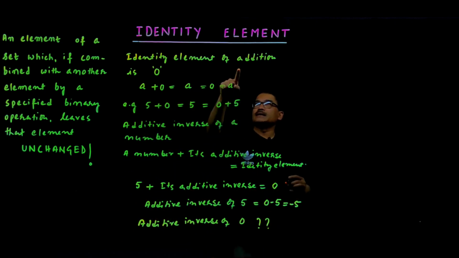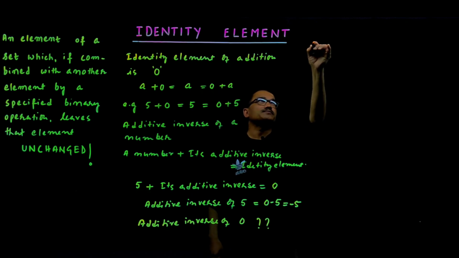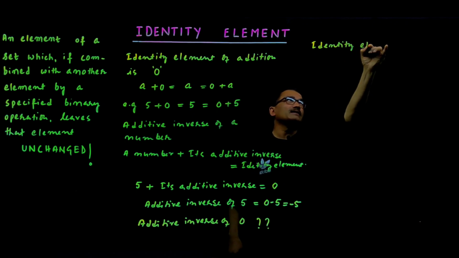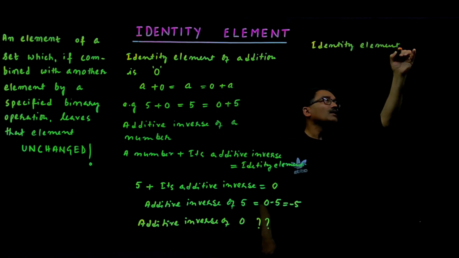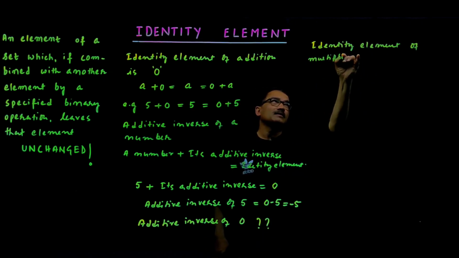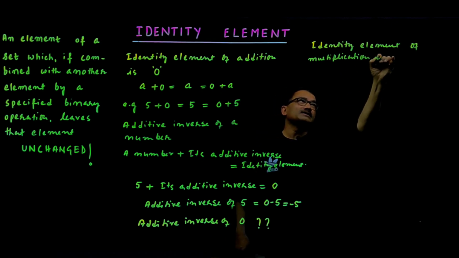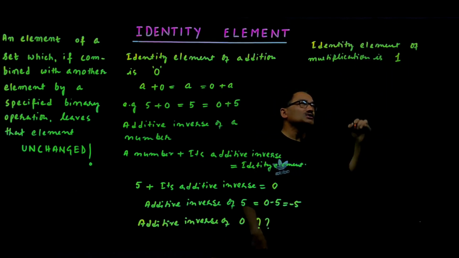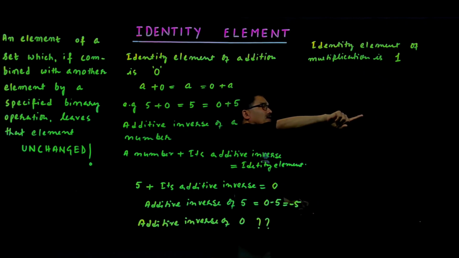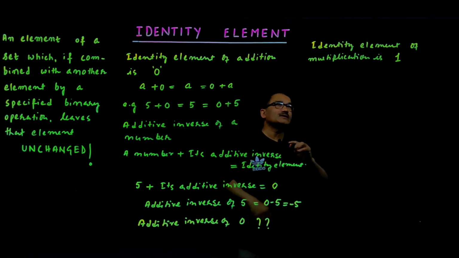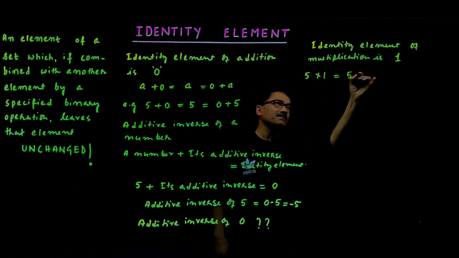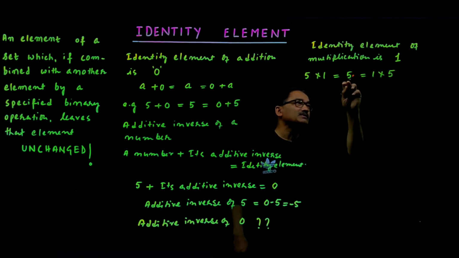Next, identity element of multiplication is 1. So when a number is multiplied by 1 or 1 is multiplied by the number, then the identity of the number does not change. For example, 5 multiplied by 1 gives you 5 and 1 multiplied by 5 also gives you 5.